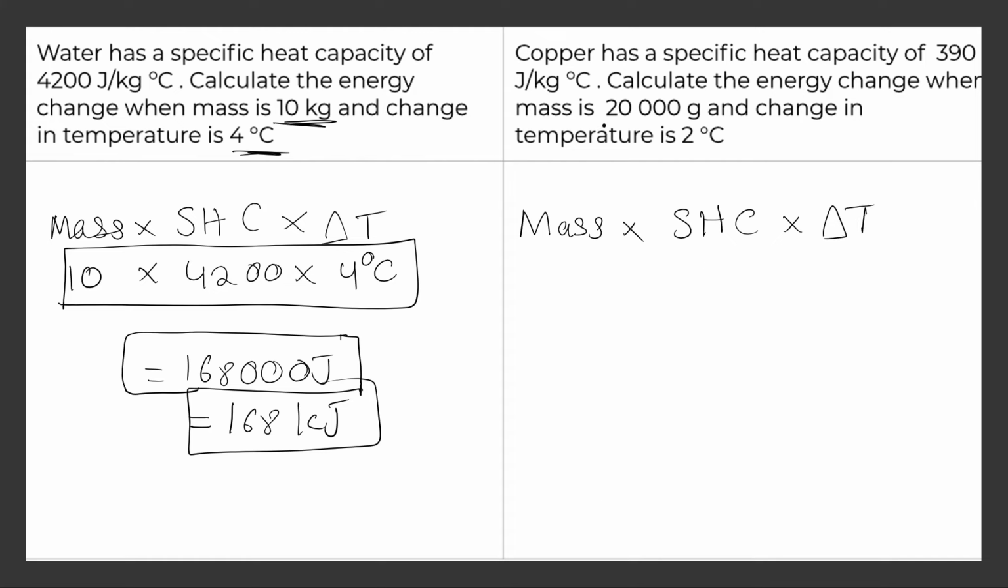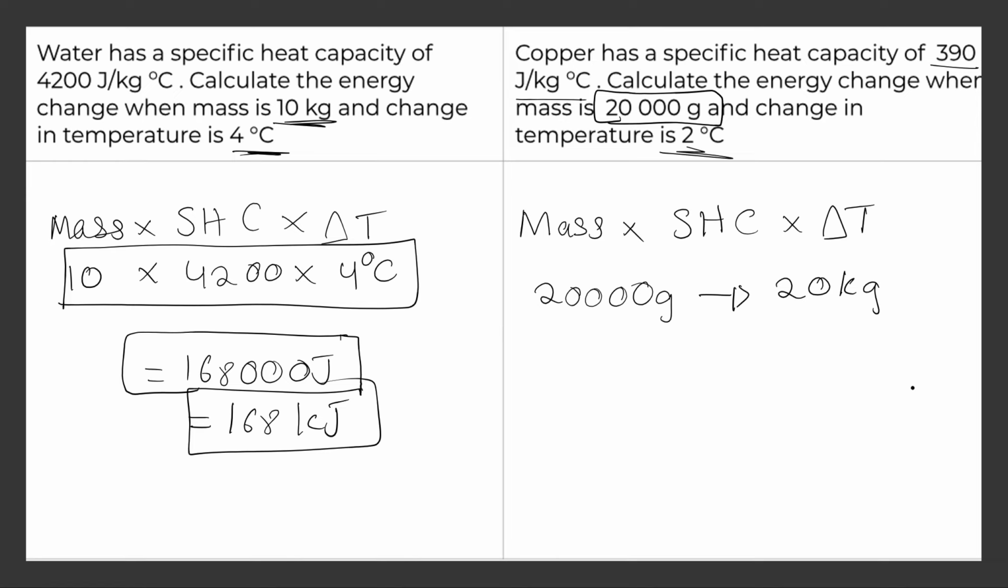The mass we're given is 20,000 grams, but we need to convert this. So we do 20,000. So this is in grams. To get to kilograms, we divide by 1,000, which is 20 kilograms. So we've done step 1. This is in the correct units, and 2 degrees is in the correct units as well.